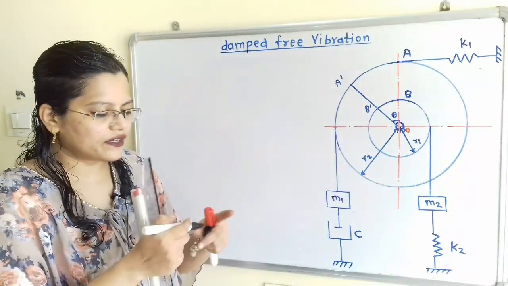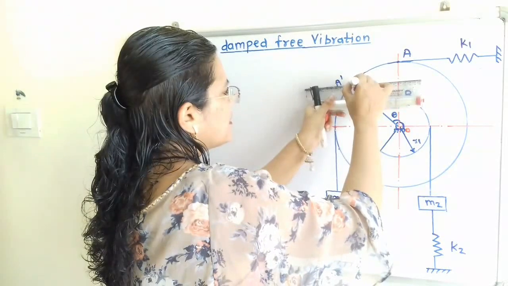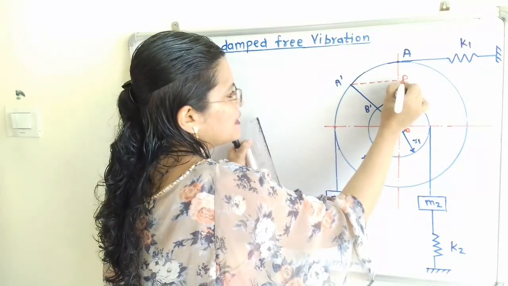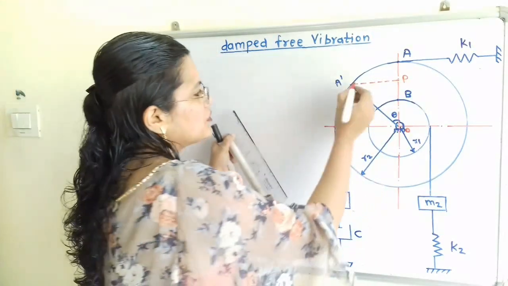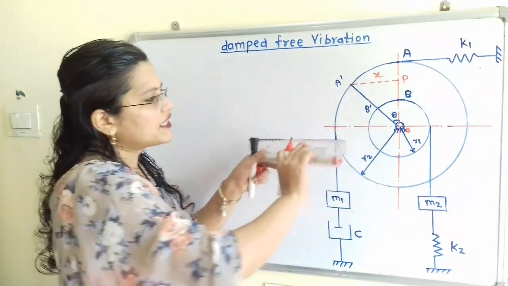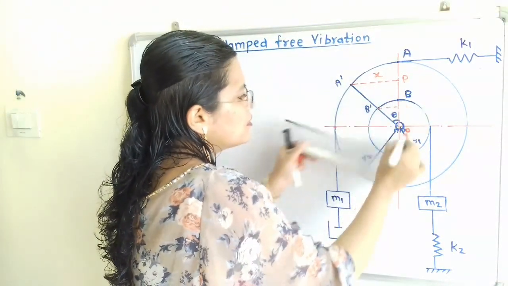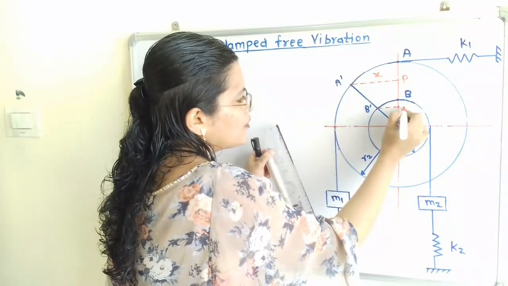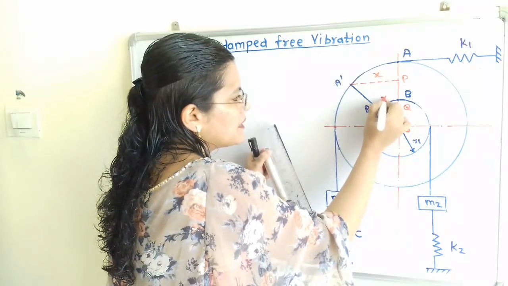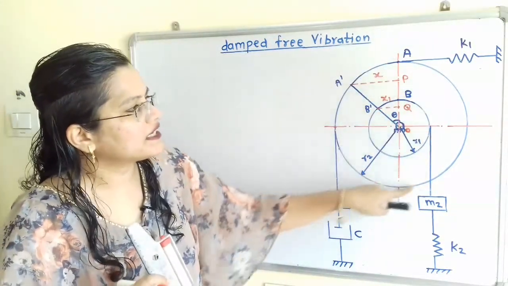Now if I draw one perpendicular line from A dash on the line OA, then this distance will give us the linear displacement. I will say the point of intersection is P. So this linear displacement we will say is X for this outer disk. Now for the inside disk I will draw one perpendicular line from B dash on the line OB, and this point of intersection I will say Q. So B dash to Q, we will say this linear displacement is x1. So there are two displacements, for the outer disk and the inside disk.